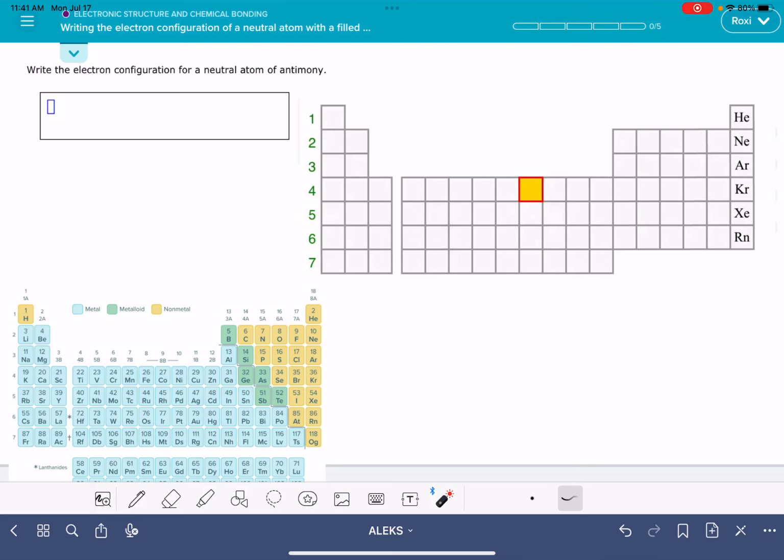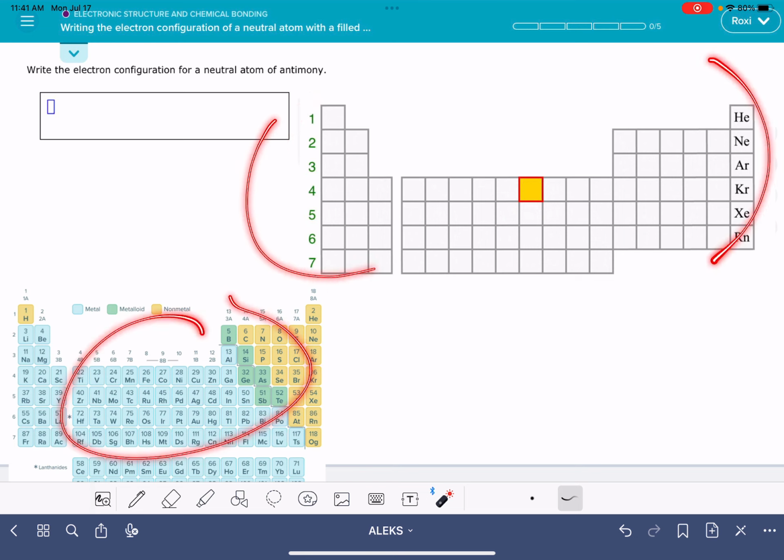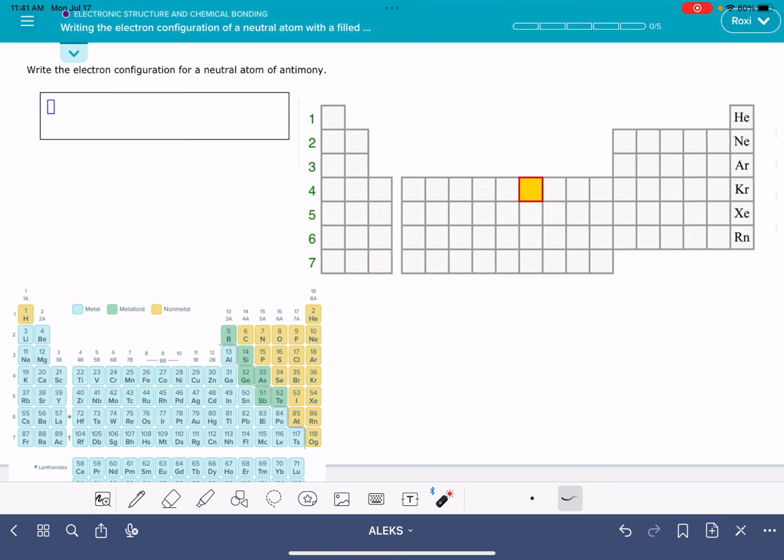In this video, I'll show you how to solve the ALEKS problem called writing the electron configuration of a neutral atom with a filled D subshell. I'm going to show you how to do this by reading the electron configuration off of a periodic table. I've got this blank periodic table. It's got this element highlighted. I want you to ignore that. I just copied this blank periodic table from a different ALEKS problem that had something to do with this particular element. So we're going to use this.